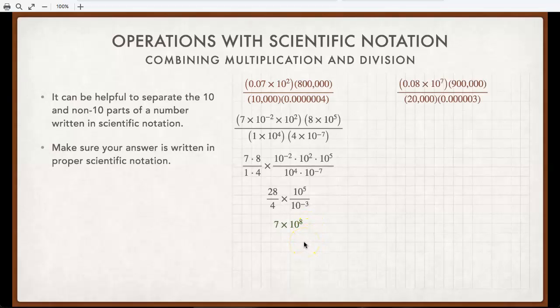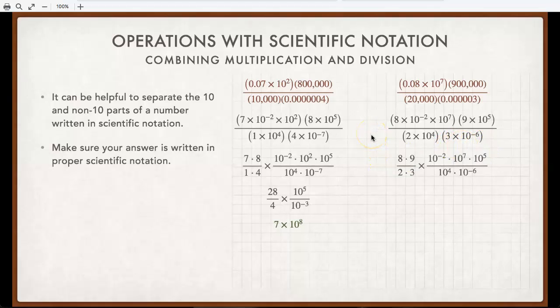Last example, 0.08 times 10 to the 7th times 900,000 over 20,000 times 0.000003. 0.08 becomes 8 times 10 to the negative 2, again times 10 to the 7th. We get 9 times 10 to the 5th here, 2 times 10 to the 4th, and 3 times 10 to the negative 6th. Move all of our non-10s over to a fraction on the left, leave all of our 10s there on the right.